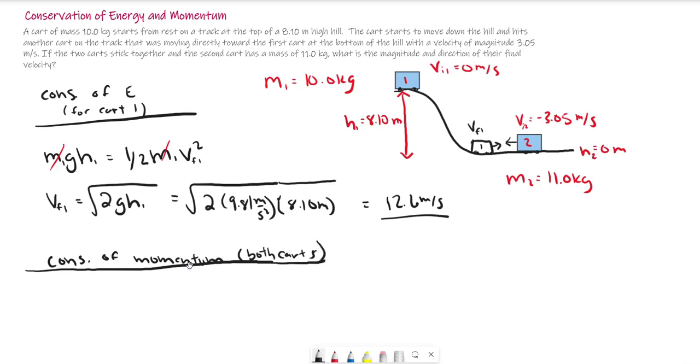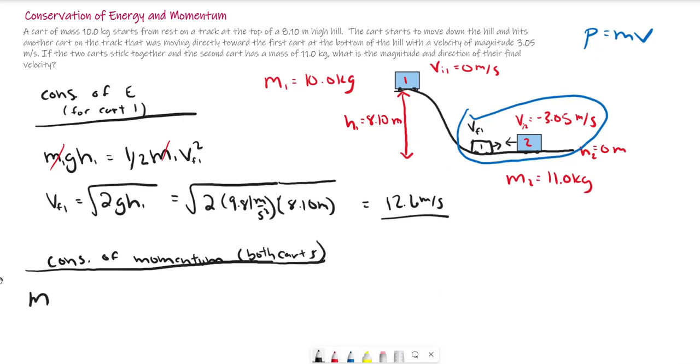All right, so initially we have this situation here, right? So we know the velocities that they're each going initially. V final 1, which is now going to be the initial velocity again for cart 1 for this part, is 12.6 meters per second, and the initial velocity for cart 2 is negative 3.05 meters per second. So the momentum, of course, is p equals mv. So each cart has its own momentum initially.